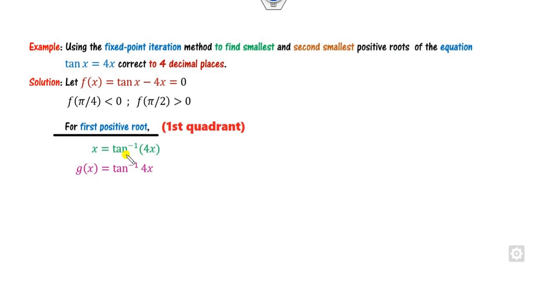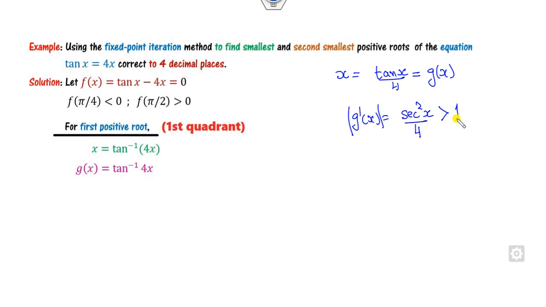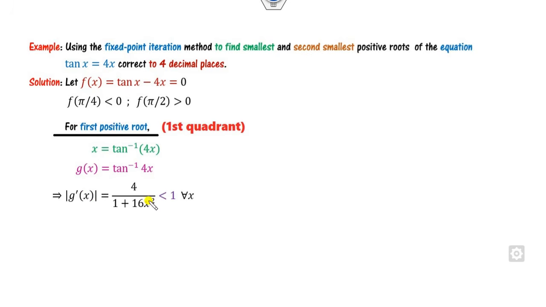So you can choose the value of g. I can say g is my x equals tan inverse of this, or you can write it as tan x by 4. So clearly, if I take this as my g of x, what is my derivative of this? Secant square x over 4. Clearly, when you take the modulus of this, it will be greater than 1. So it means this is not applicable. So we can find the other form. What is the derivative? It is always less than 1. So we can apply the fixed point equation, and that means that's the first quadrant.